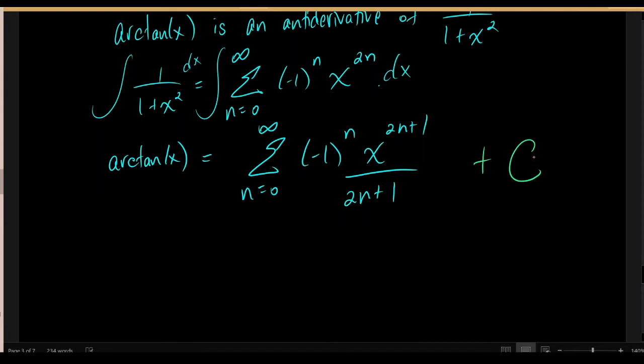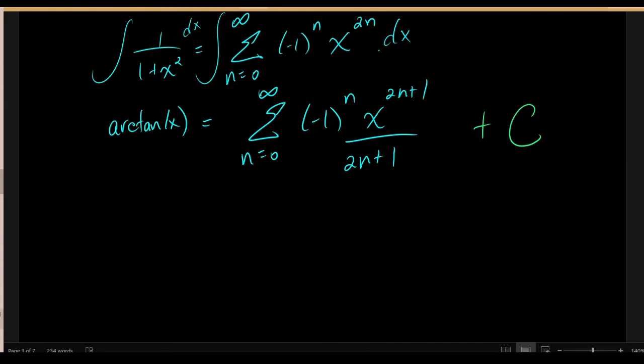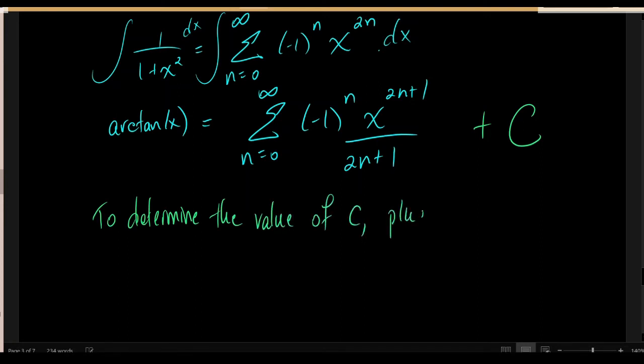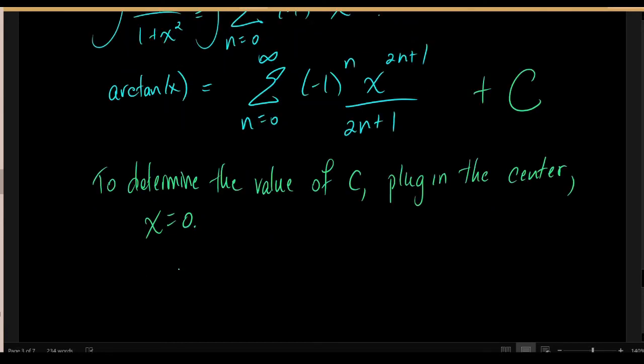The plus c, which is the unknown added constant which we have to account for anytime we take an antiderivative. What would c have to be in order to make the quantity on the right side actually equal to arctan of x? To determine the value of c, let's plug in the center, x equals 0. Let's plug the center in for x and let's see what happens.